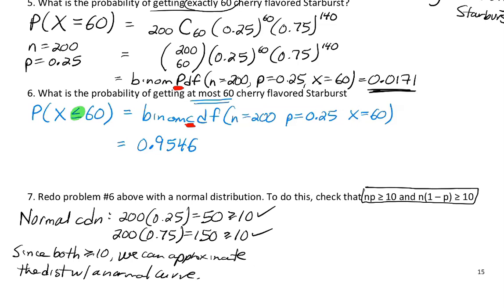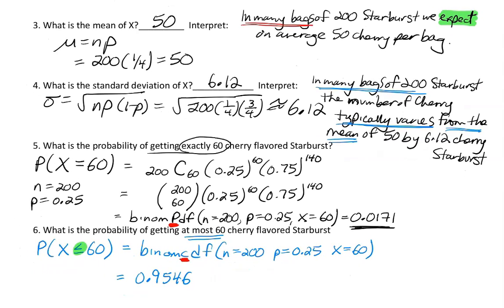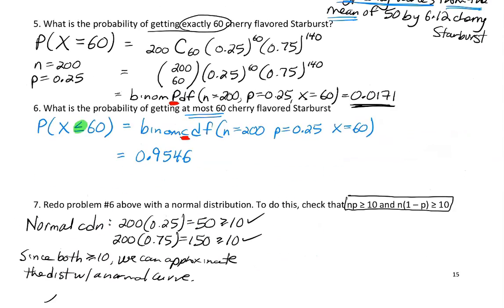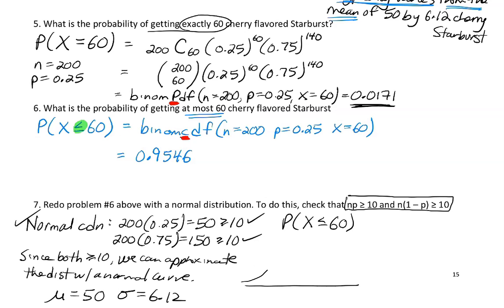Earlier in the question, we had calculated the mean and the standard deviation. The mean we found was 50 from above, and the standard deviation we found was 6.12. And we just checked the normal condition. So problem 6 is the probability that x is less than or equal to 60. So we can draw a normal curve. The mean is 50, the standard deviation is 6.12, and 60 is close to 2 standard deviations away. So I'm going to put it way over here and shade less than or equal to that.